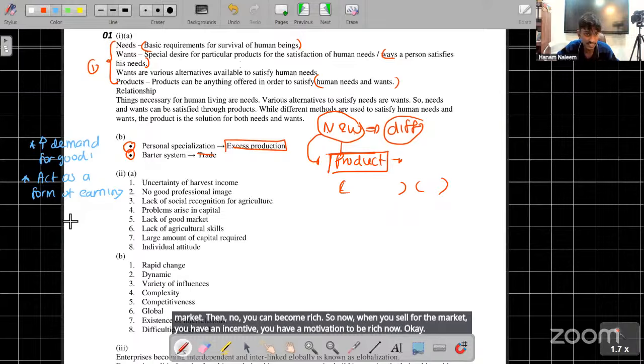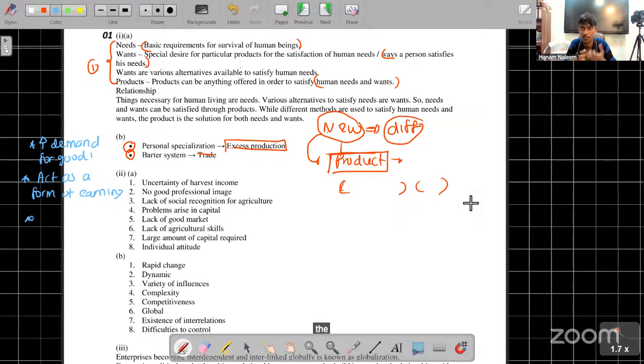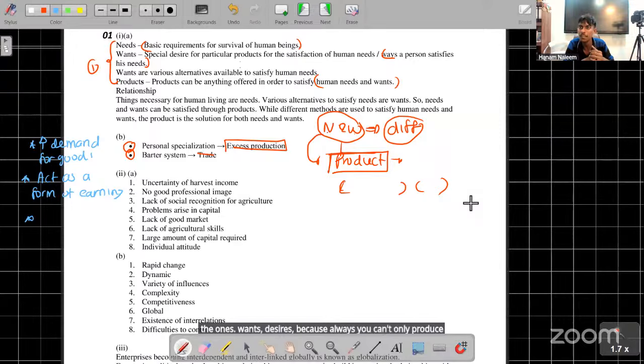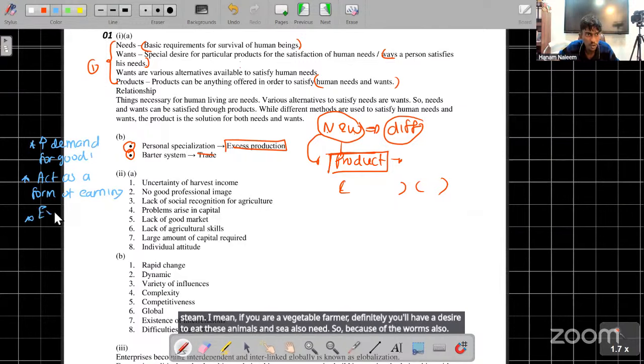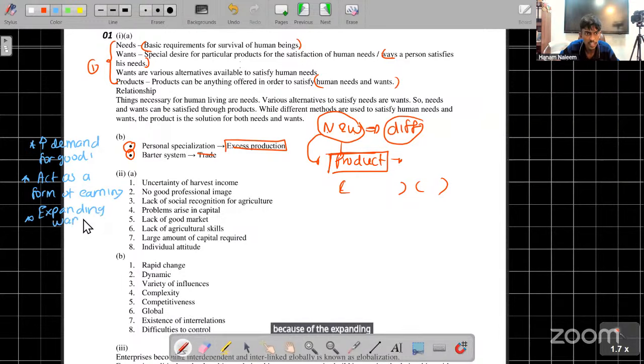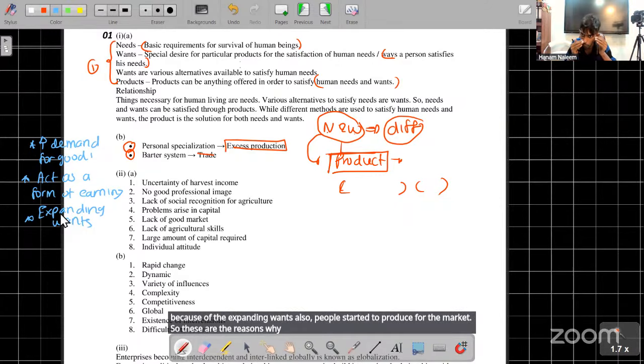Okay, then any other things? You can say another practical answer. Okay, a practical thing, guys. The wants and desires, because you can't only produce one product and stay. If you are a vegetable farmer, definitely you'll have a desire to eat animal products and so on. So because of the expanding wants also, people started to produce for the market. So these are the reasons why people shifted from direct production to indirect production.